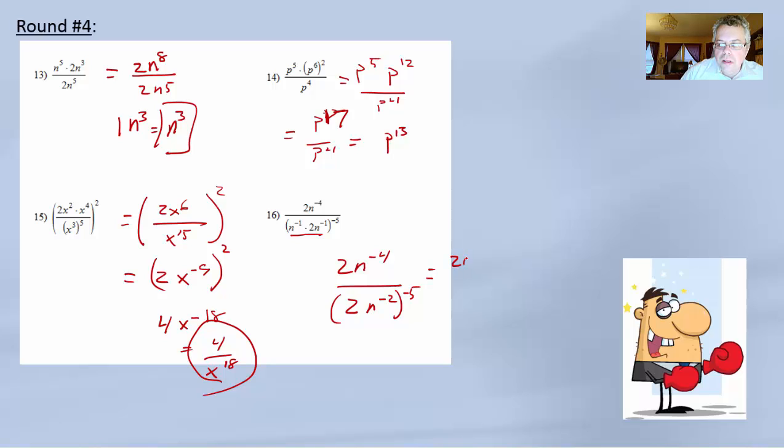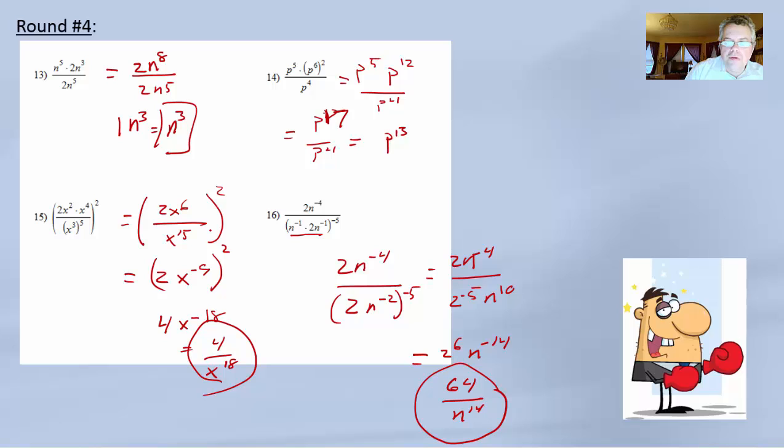We have 2n to the negative 4 over, this would be 2 to the negative 5, n to the 10th. Oh my goodness. When I subtract the exponents, 1 minus the negative 5 is 2 to the 6th. And negative 4 minus 10 is n to the negative 14th. And now I'm going to simplify 2 to the 6th. That's 64. And put this in the denominator. Wow. So our goal really soon is to get really good at these, even if they're complicated. Step by step, get simpler and simpler until we have the final answer.